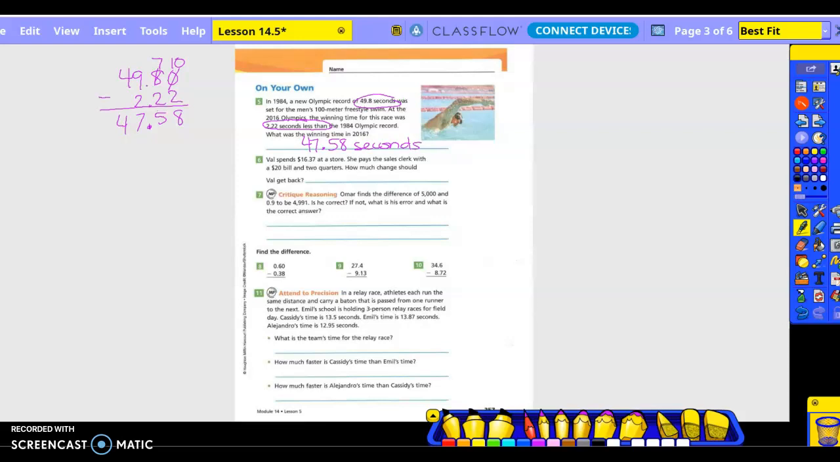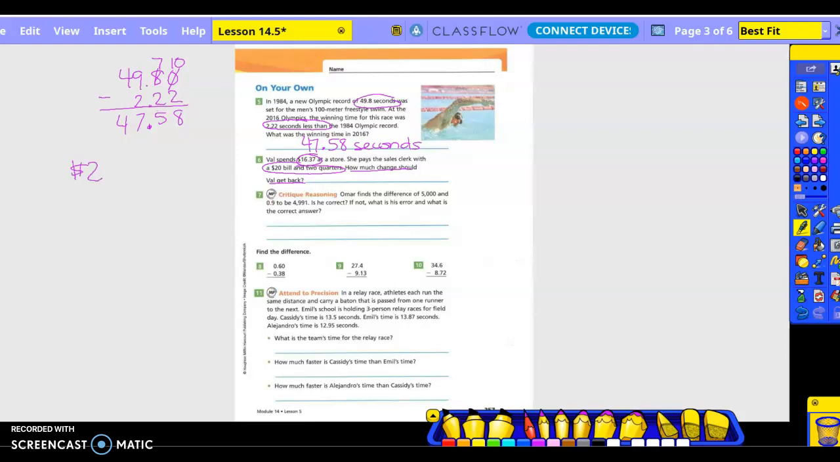Val spends $16.37 at a store. She pays the sales clerk with a $20 bill and 2 quarters. How much change should Val get back? So we have our $20 bill and 2 quarters, $16.37, and then they want to know how much change Val should get back. So what did she pay with? How much? $20.50.